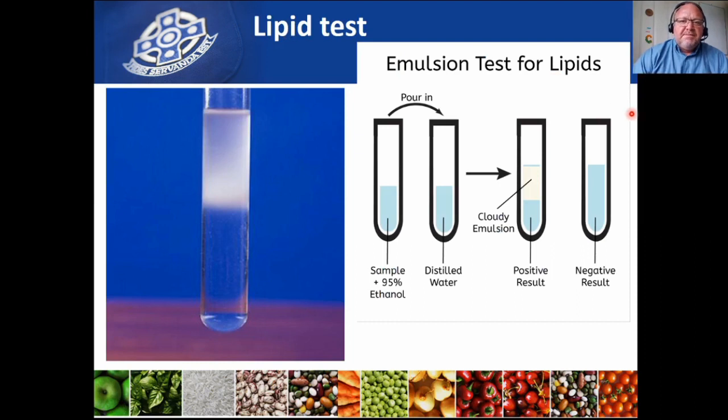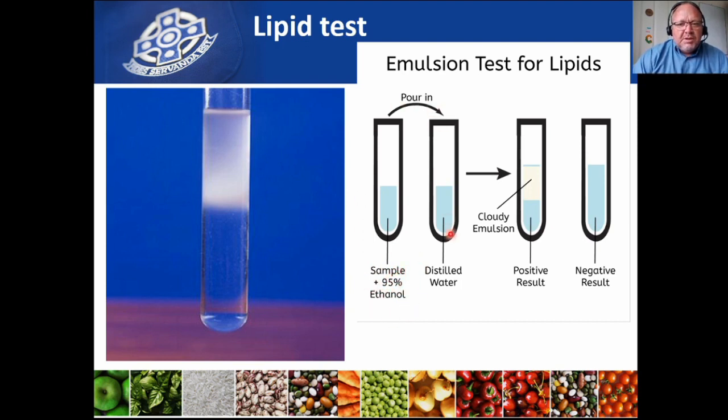And then lastly is the lipid test. Can you remember what a lipid is? A lipid is a fat. So fats and oils, they are called lipids. So what we would have done is we would have given you 95% ethanol. Now ethanol, you will know, is in all your hand sanitizer and so forth. So it's an alcohol. Very strong, highly concentrated solution of alcohol.